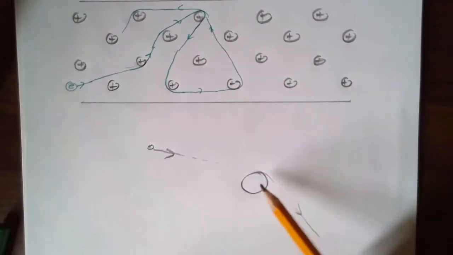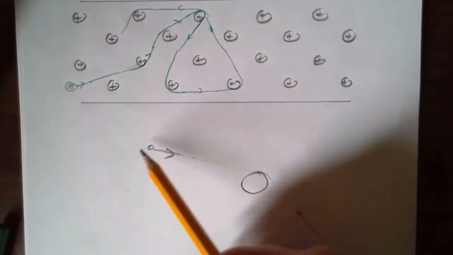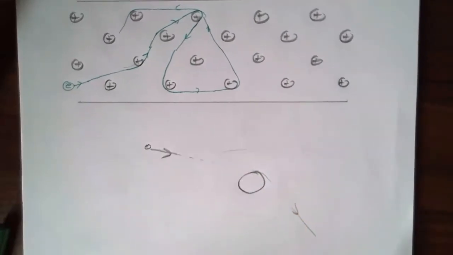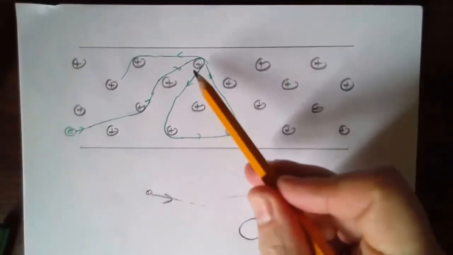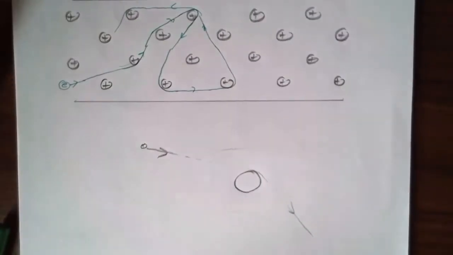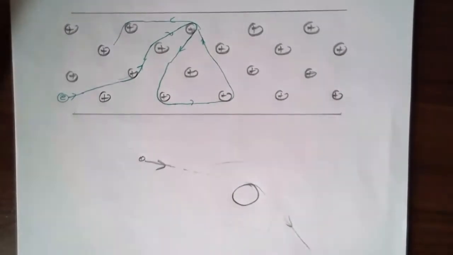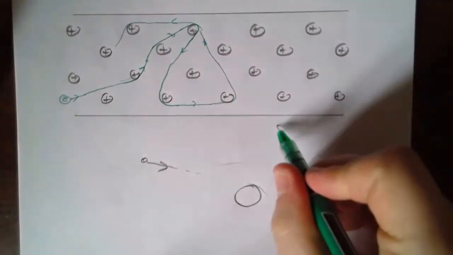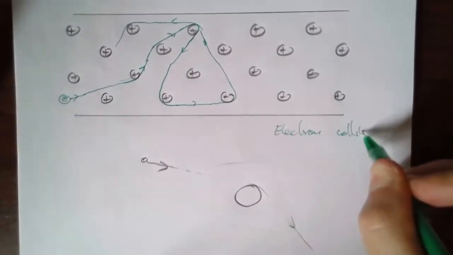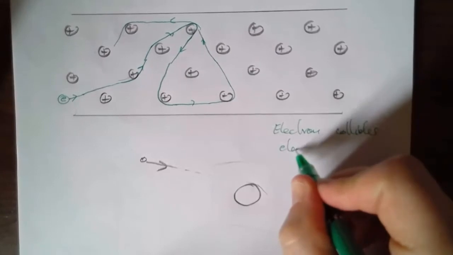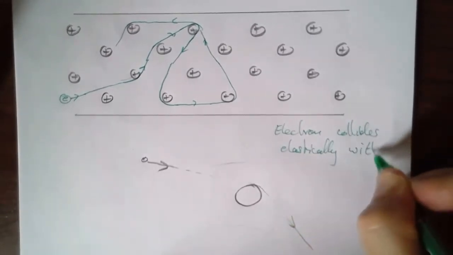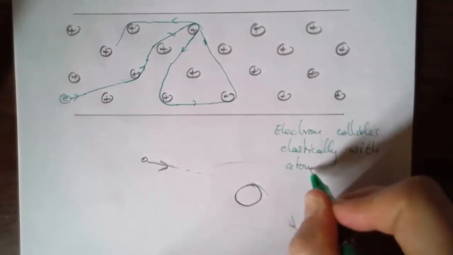We can say there was a collision. It's not literally bumping into it, but because of the deflection, we can treat this interaction, in this case through gravity, the case up here, so like electrostatic attraction, we can treat that as an elastic collision, right? So the electron collides elastically with atomic nuclei.